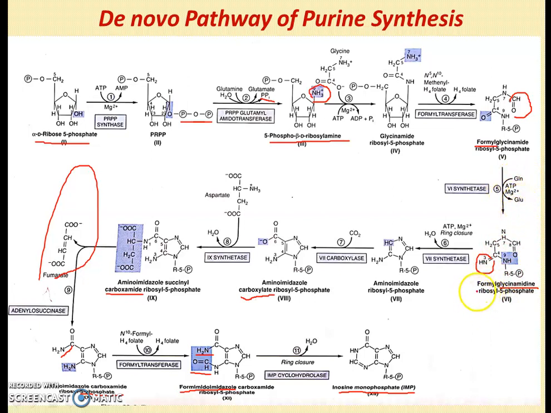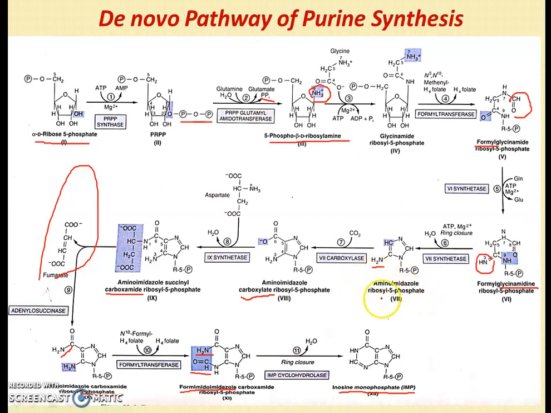After this, the formyl glycinamidine is converted into aminoimidazole by ring closure. The ring is closed between the 8th and 9th position, resulting in the formation of the imidazole ring, to which the amino group is attached. That is why it is called aminoimidazole ribosyl 5-phosphate.